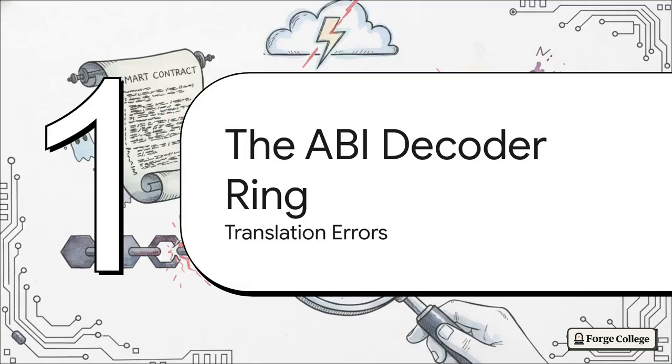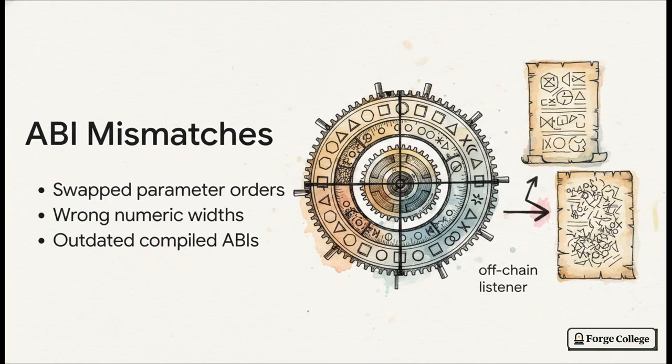Now let's head into Section 4 and interrogate Suspect 3, the ABI decoder ring. We need to see how this all builds into the decoding process. The suspect is usually the culprit when the event is actually caught by your listener, but the data inside it looks like absolute garbage. So what causes this garbage data? It almost always comes down to translation errors or ABI mismatches. If your listener catches the event but spits out null or just wildly incorrect values, your off-chain ABI decoder ring is out of sync with your contract.